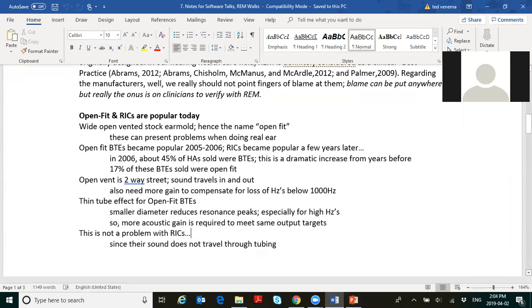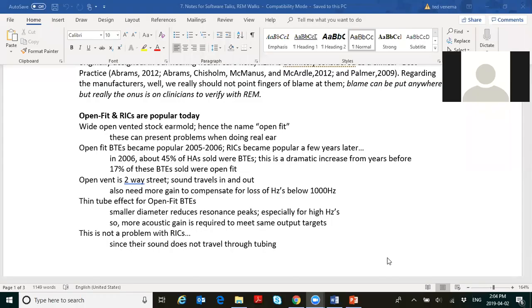I'm going to look in my little bag of goodies here. You've seen this before, but why not? We've got the time. So I'll just stop sharing for a second here. So you're looking at a dome here with lots of holes in it. That's going to be about a 4 millimeter vent, taking all those holes into account. So this is what you would call an open fit hearing aid. That's kind of what the issue is on this bottom part of the page. These can present problems when doing real ear.